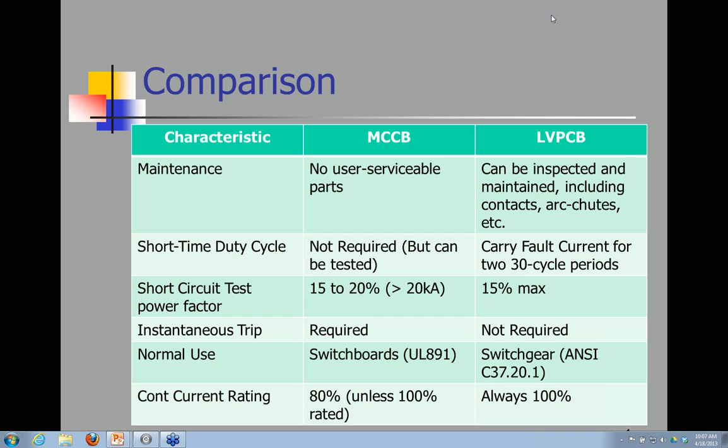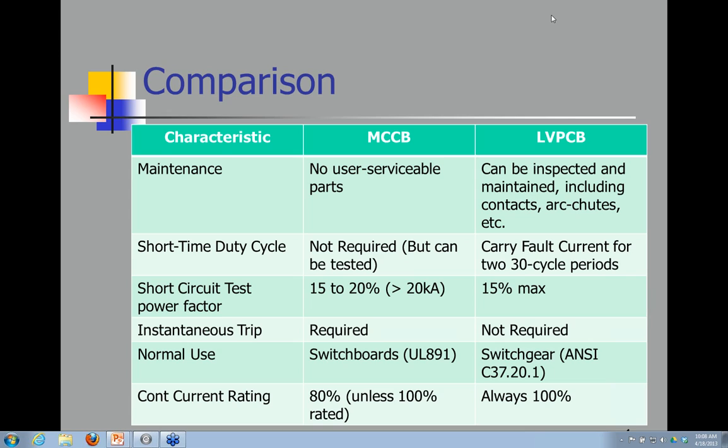If we look at a comparison between molded case circuit breakers and low voltage power circuit breakers, there are a lot of differences, but these are probably the primary ones we're concerned about. One of the biggest issues is the maintenance aspect. Basically, a molded case circuit breaker has no user serviceable parts. In fact, if you take it apart, you've lost your UL approval of that device. The low voltage power circuit breakers, on the other hand, can be inspected and maintained, and pretty much anything in it can be repaired or replaced, including the main power contacts, the arc chutes, and you can replace or upgrade the trip units, current sensors, and all that. So, a much different approach to maintenance.